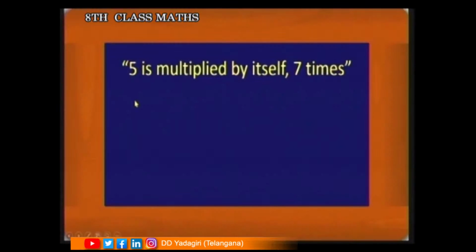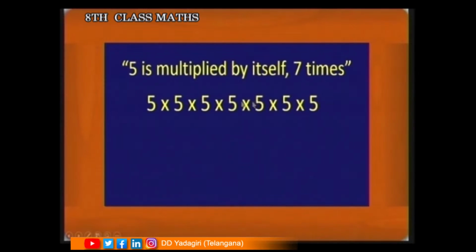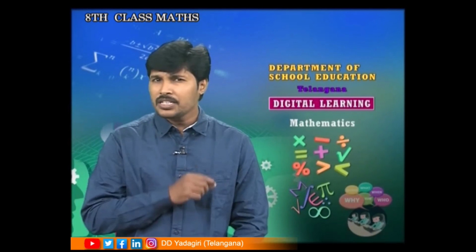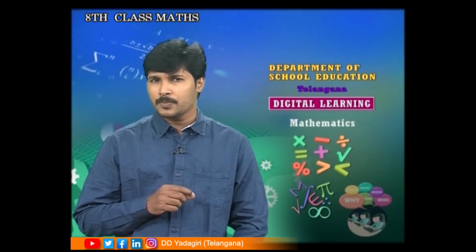Observe this sentence: 5 is multiplied by itself 7 times. How do you represent this sentence in a mathematical expression? 5 into 5 into 5 into 5 into, like that we multiply it by itself 7 times. But now read this sentence: 5 is multiplied by itself 100 times. How do you write this? Obviously you will write 5 into 5 into 5 into 5, 100 times. It may be a bit difficult to write that many 5s, but is there any short form to represent this mathematical expression? Let us see.